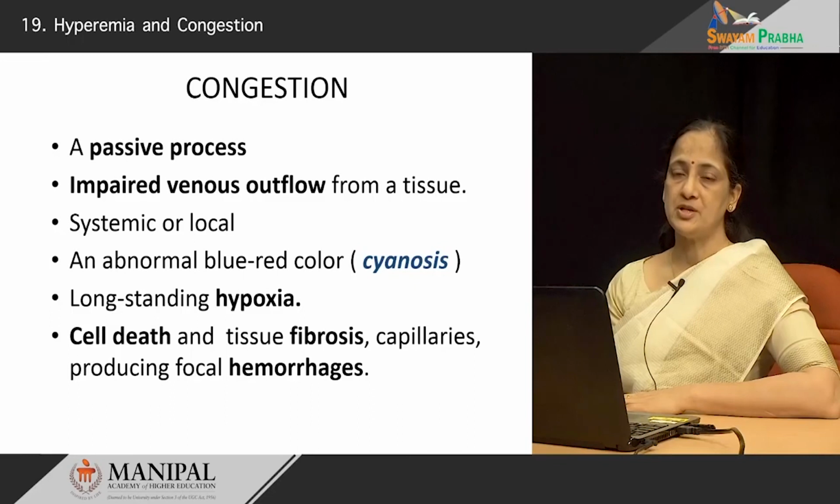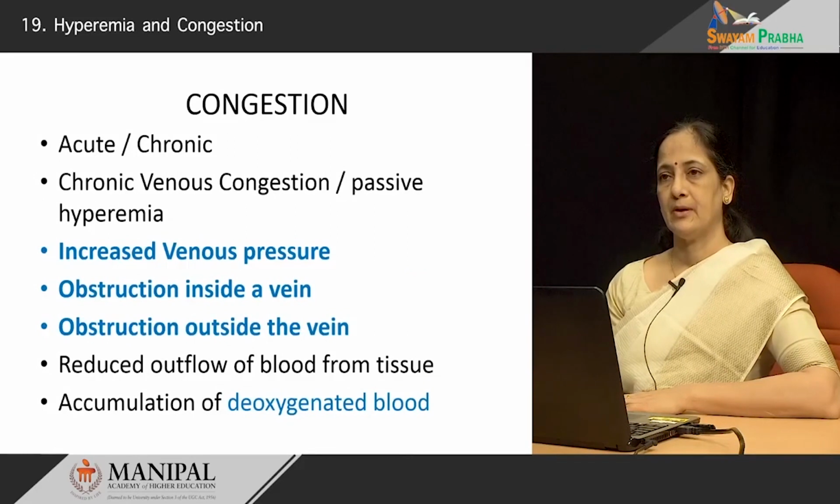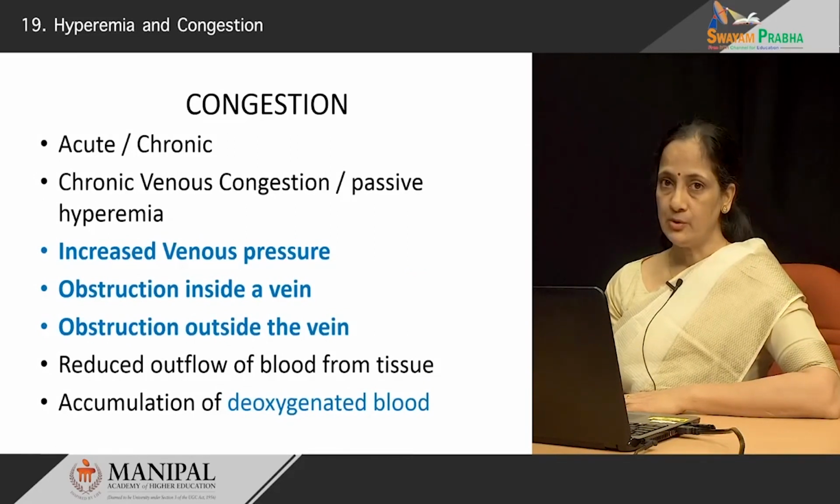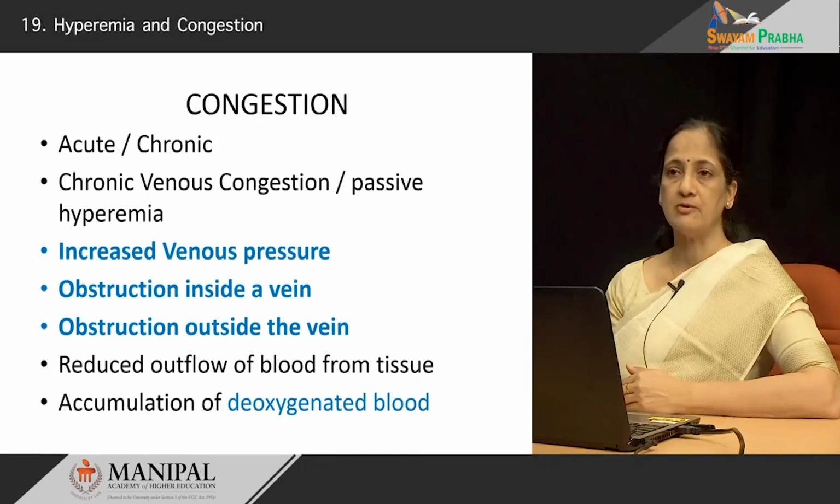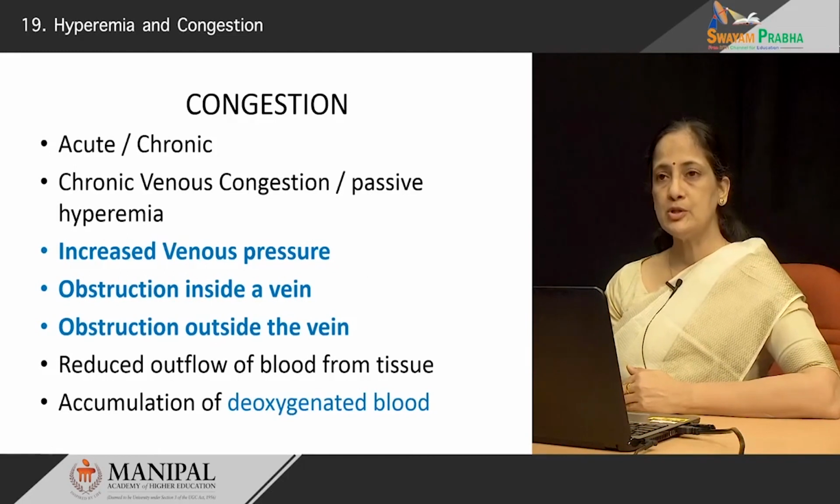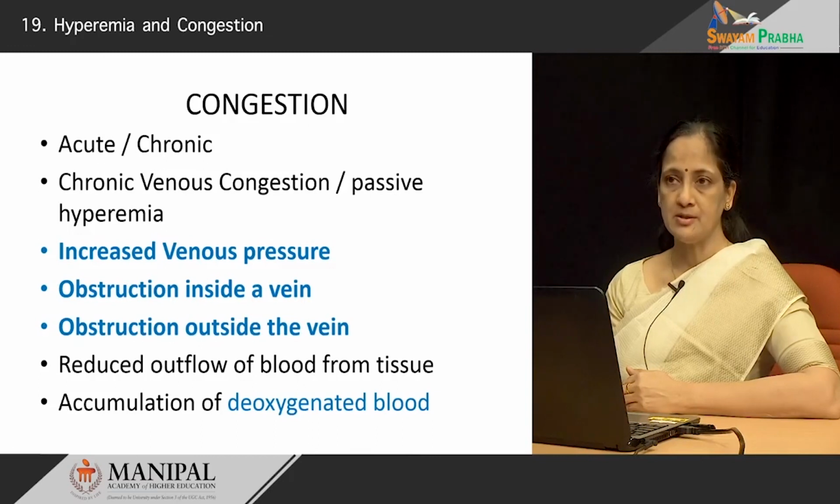Further, the buildup of pressure within the venous side of the circulation causes focal hemorrhage in the tissue and subsequent changes due to that. Congestion can be acute if there is sudden obstruction to the venous outflow, or it can be chronic when, for example, the cardiovascular system is responsible for the congestion. We also use other synonyms for congestion in the tissues like chronic venous congestion. Sometimes congestion is also referred to as passive hyperemia.